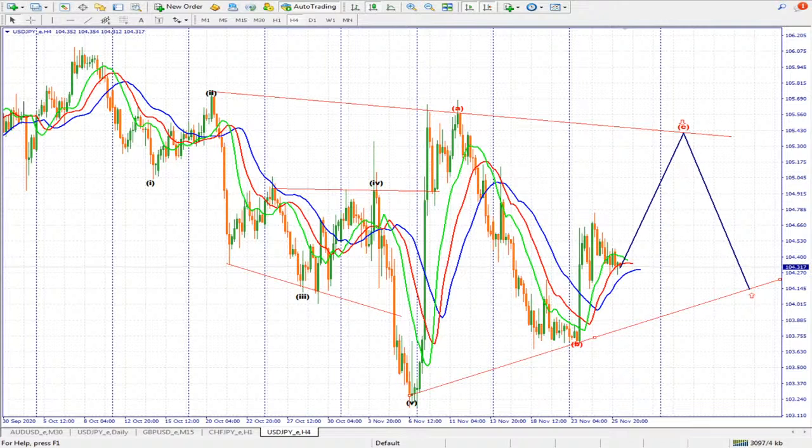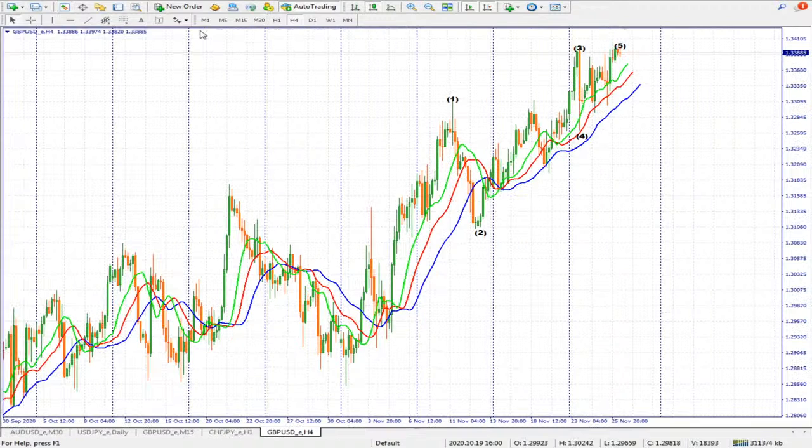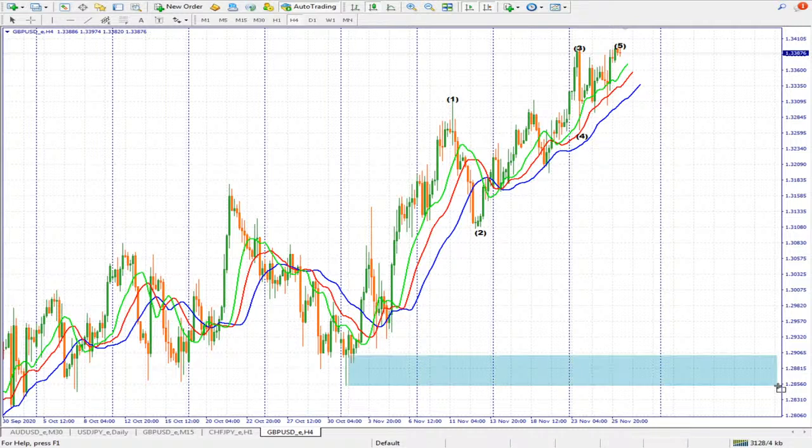So the next chart I want us to look at is GBP/USD. This is upwards. You can see very well we are above the alligator indicator, and these are the key levels personally I'm looking at. This is the first main level. It's really a very wide support.